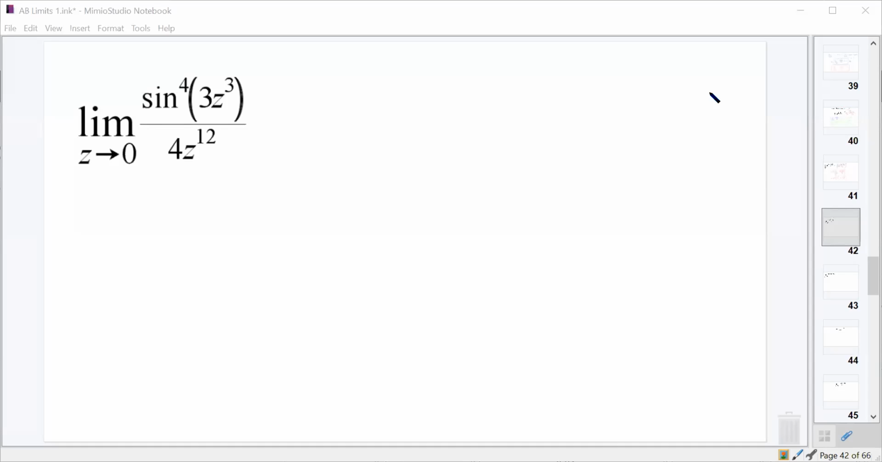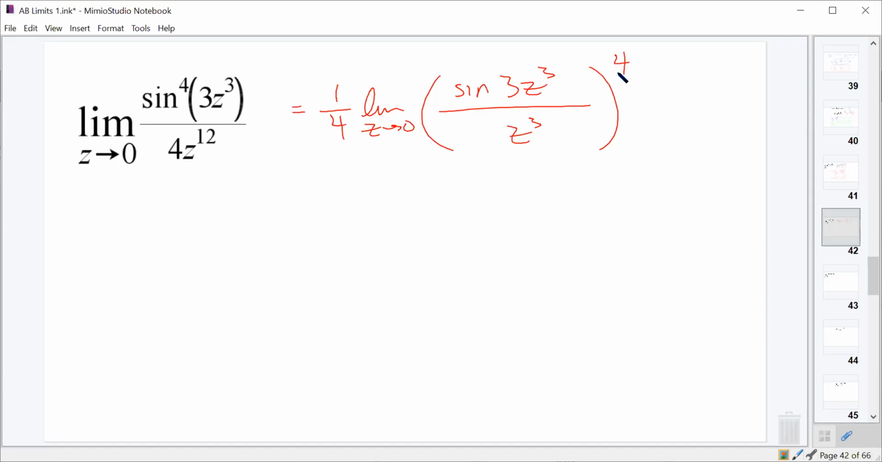All right, so the first thing that we should have done was pull the 1/4 out. So we'll have 1/4 the limit as z approaches 0. And then we would note that the numerator is being raised to the 4th power and the denominator is raised to the 12th. But I could write the 12th as a 4th power if I just made it z cubed to the 4th, which would match up nicely with that z cubed. So we'll have sine 3z cubed over z cubed, to the 4th. Good or no? Good.